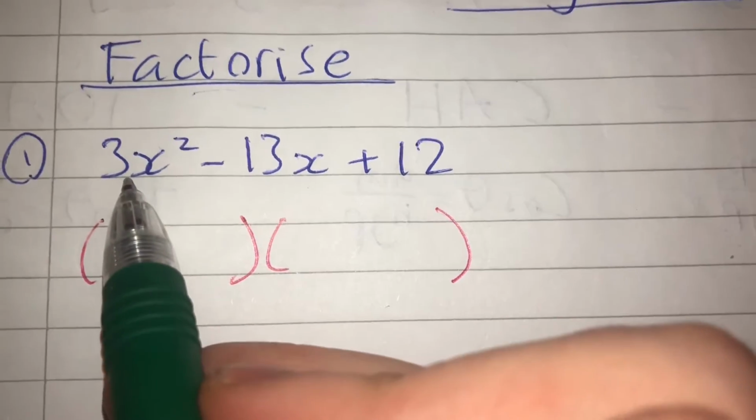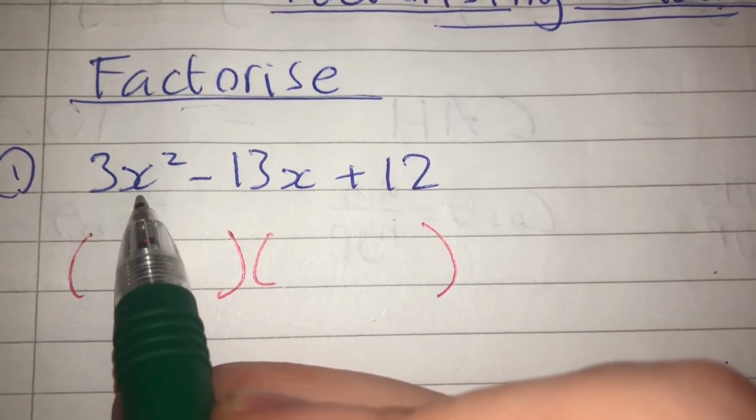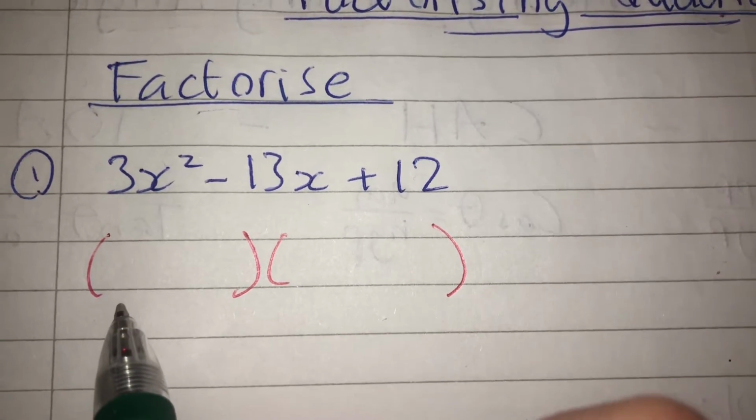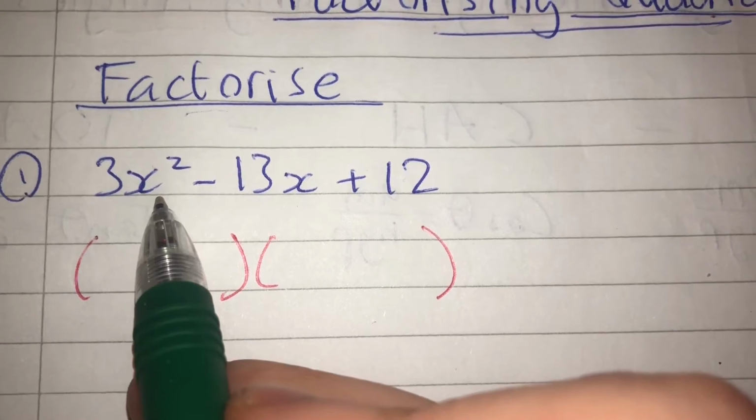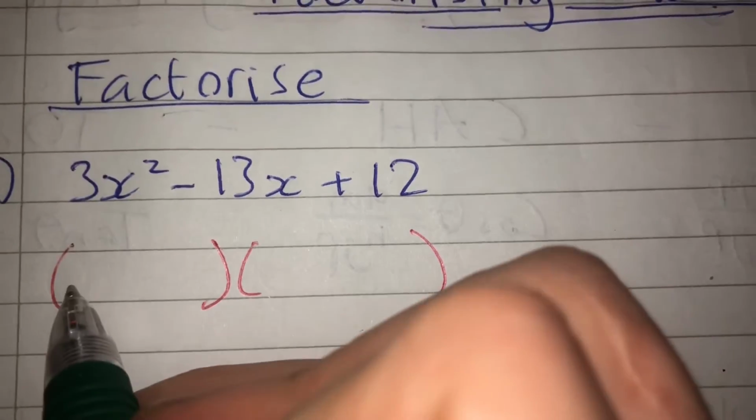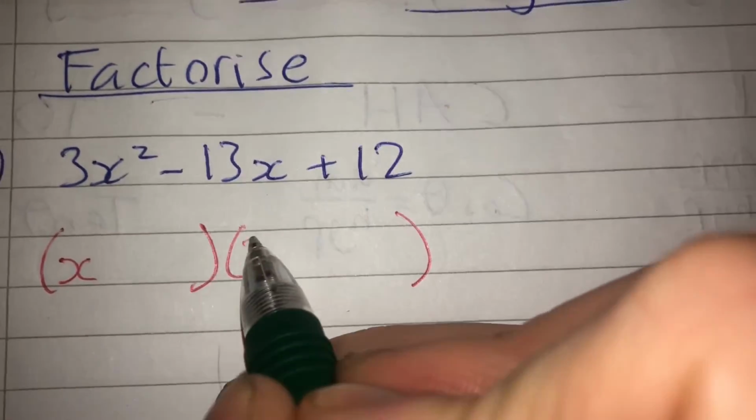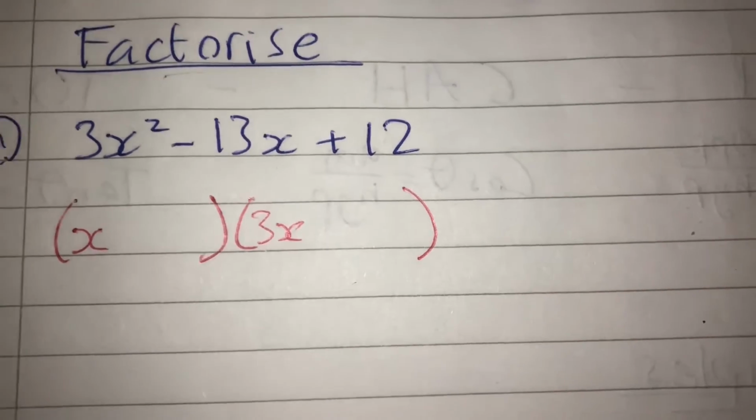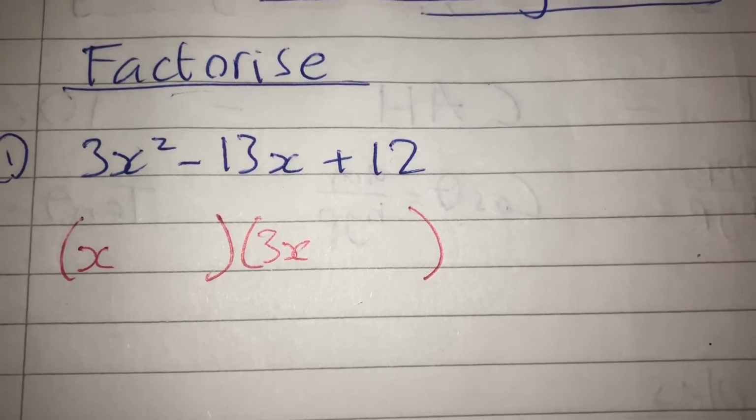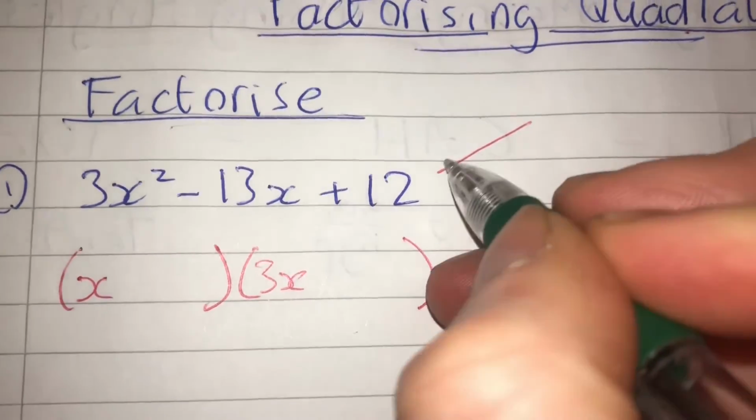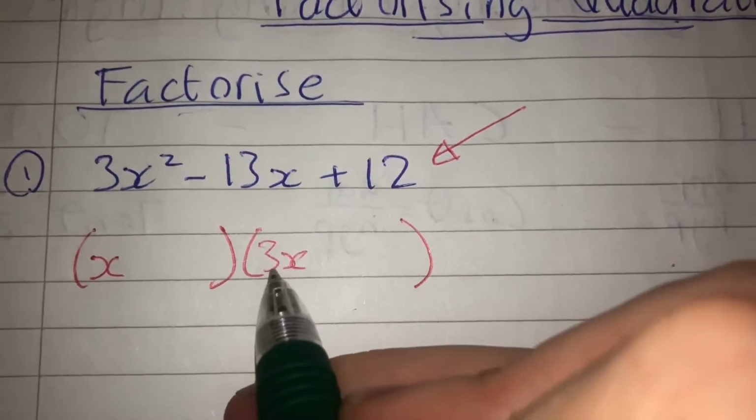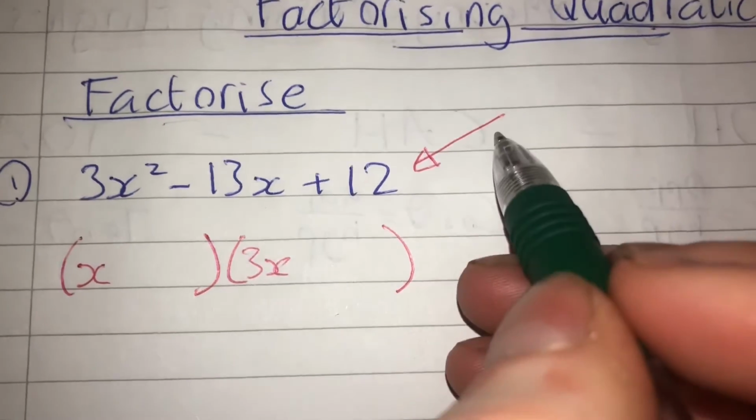And if we consider that FOIL, first, outer, inner and last, the F standing for multiplying the first term in each bracket to get this term here. The only way we get a 3x squared is if we were to multiply an x and a 3x like that. So that gives us what the first term in each bracket is. Now that's the reason this is slightly trickier, because we were then taught in the last lesson that when this was an x and this was an x, this is product and this is sum.